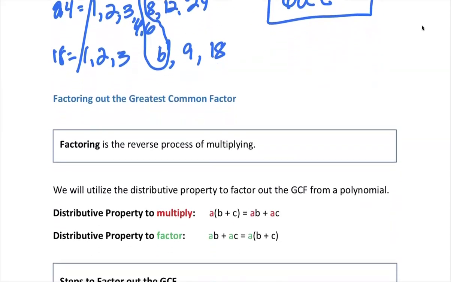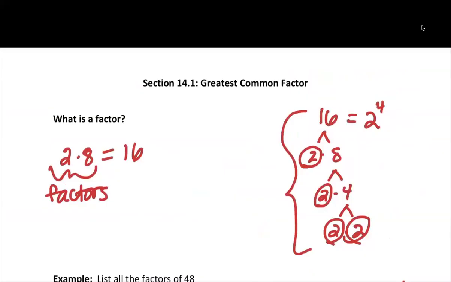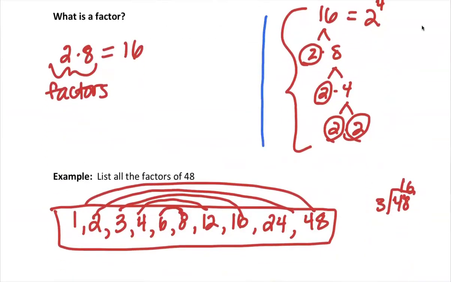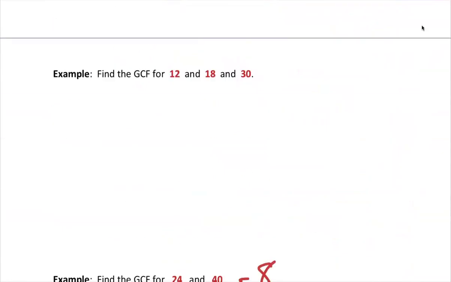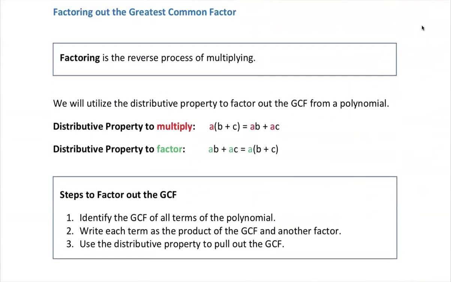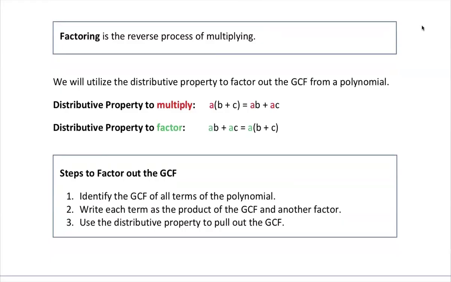Factoring is the reverse process of multiplying. So back up here, factoring is when we go this way. If we were to multiply all of these 2's together, we would get back to the 16. So factoring is the opposite of multiplying. So factoring is kind of dividing. We're going to use the distributive property to factor out the GCF from a polynomial. Kind of like we're going to undistribute it. What would it have looked like before the distribution would have happened? So instead of going this way, we're going to look at it this way.